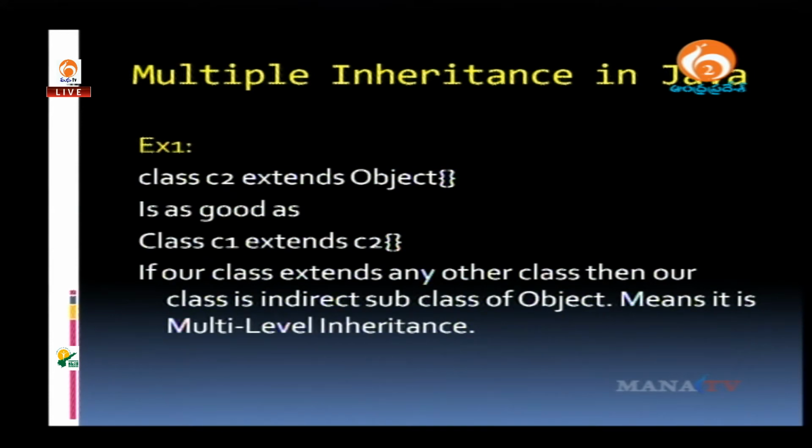We already wrote class C2 extends Object. That is as good as writing class C1 extends C2. If our class extends any other class, then our class is an indirect subclass of Object, which means it is multi-level inheritance, but not multiple inheritance. That is the meaning of this one. Hope you copied and hope you understood.